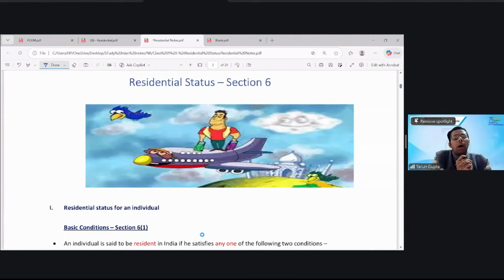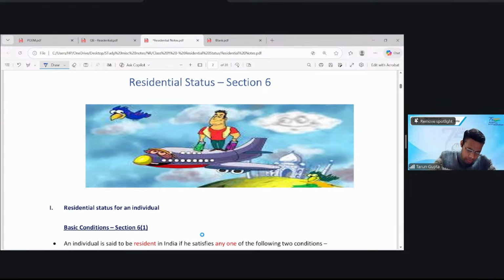We all have studied the residential status of individuals and other entities in our IPCC exams. We'll discuss that also, not in much detail, but we will go somewhat deeper in respect of interpretations. Then we will majorly discuss the residential status of a company, which we have not studied in the IPCC exam.